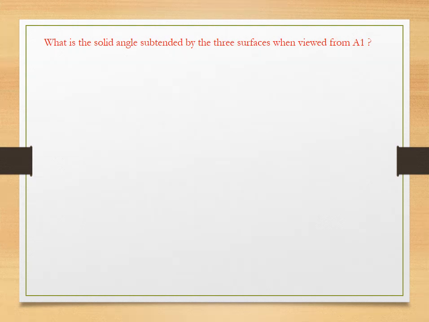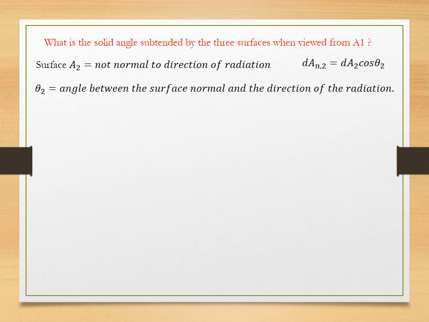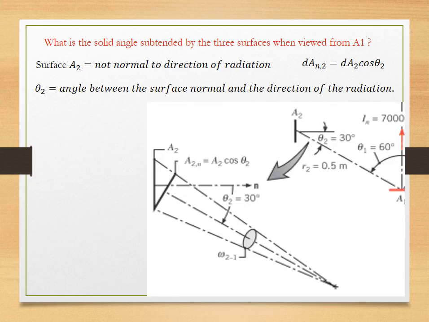What is the solid angle subtended by the three-phase surface when viewed from A1? Surface A2, as we know, is not normal to the direction of the radiation, so we need to perform this equation to obtain the normal version of the area, and theta 2 is the angle between the surface normal and the direction of the radiation.